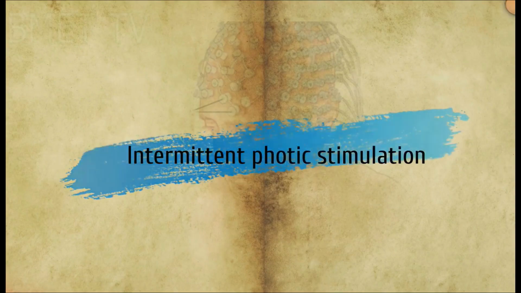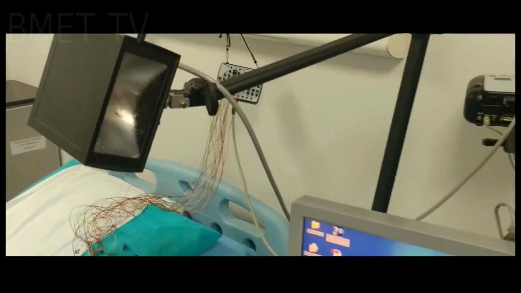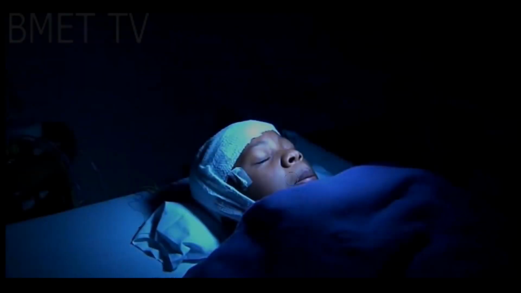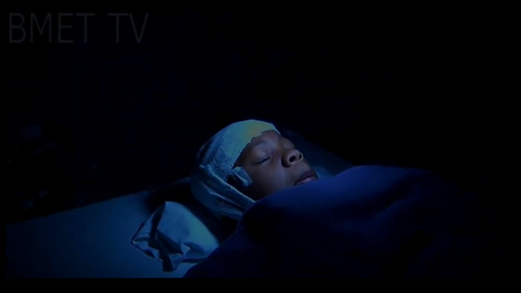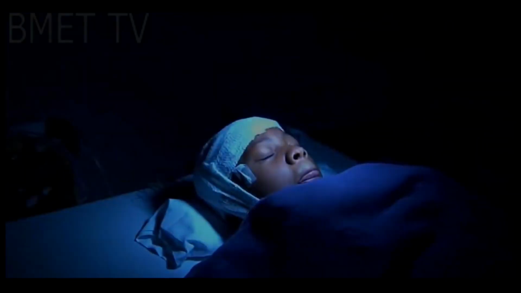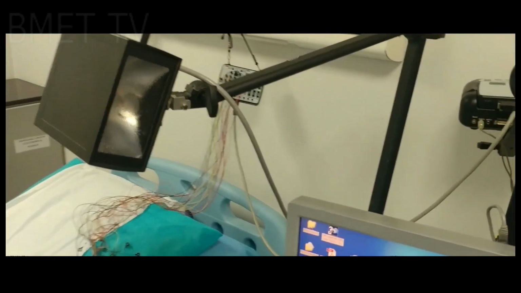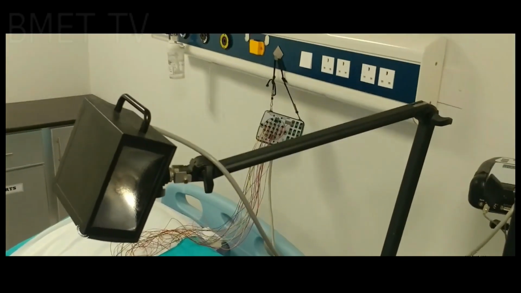Fourth is intermittent photic stimulation. The standard technique for intermittent photic stimulation, or IPS, is a presentation of a series of photic flashes delivered by a strobe light at a measured distance of 20 to 30 centimeters from the patient's face. During eye closure, a series of stimulus trains of increasing frequency is presented for 4 to 10 seconds, with a pause of 4 seconds between each train up to a frequency of 30 Hz.